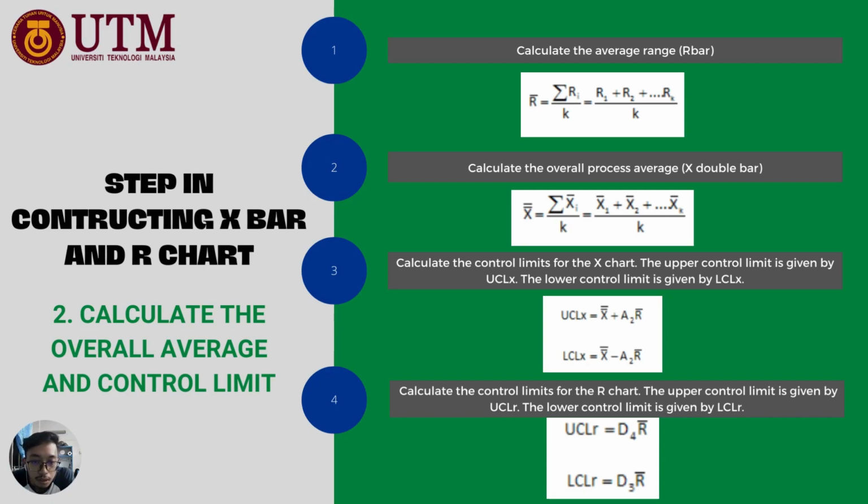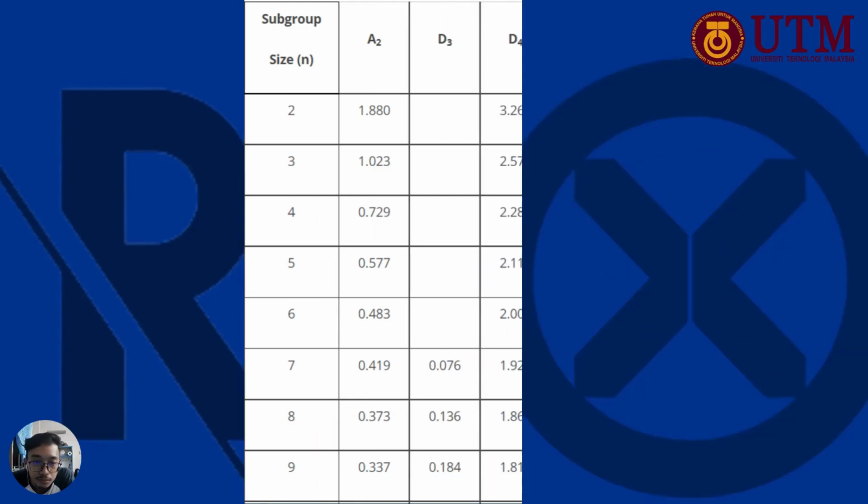And the fourth, calculate the control limits for the R chart. The upper control limit is given by UCL R. The lower control limit is given by LCL R. For the upper control limit R, the formula is D4 multiplied by R bar, while the lower control limit R is equal to D3 multiplied by R bar.